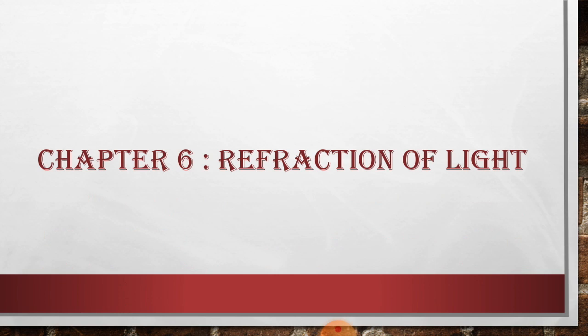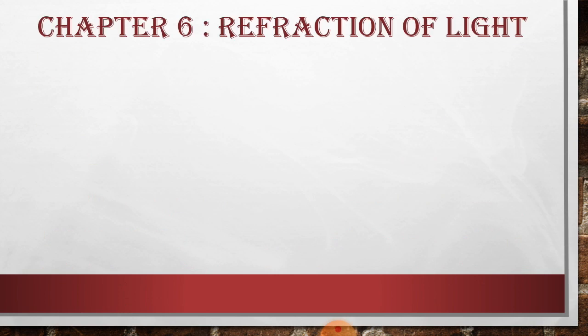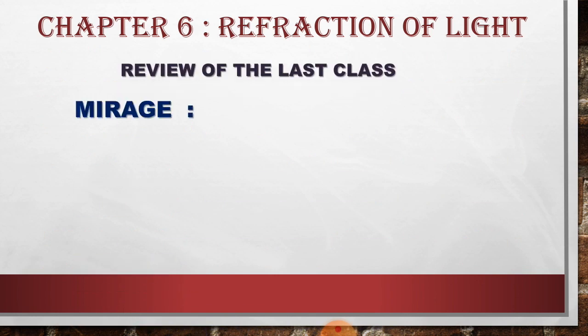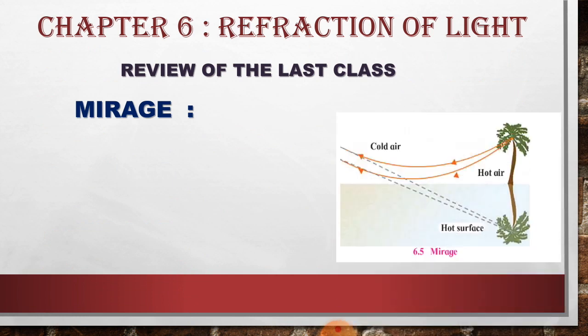Okay, so which chapter are we learning? We are in chapter number 6, that is refraction of light. Okay, so the very first topic which we learned in our last class is mirage. What is mirage? So here you can see these rays. You can see one tree above the hot surface and one tree below the hot surface.